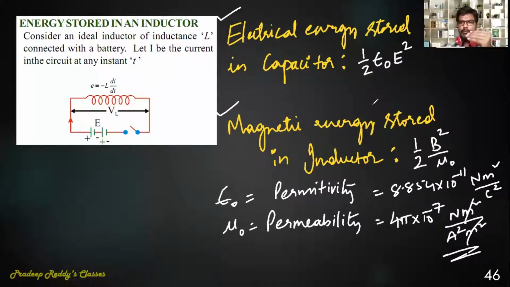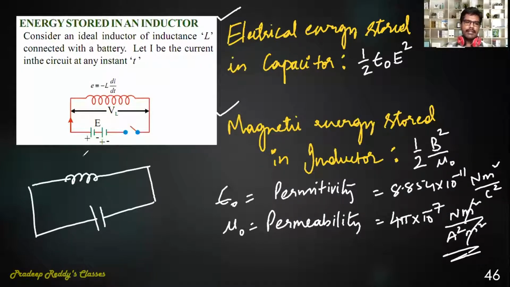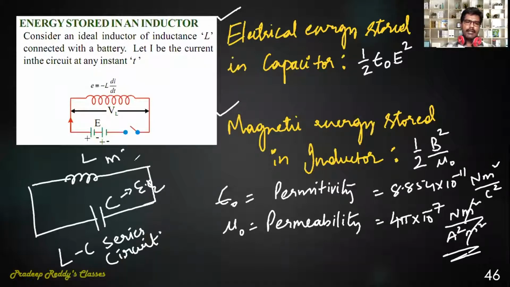So you can connect both capacitor and inductor in a circuit. This is inductor and here is a capacitor. You can connect these two. It is L and this is C. We call it as LC series circuit. Capacitor stores electrical energy, inductor stores magnetic energy.